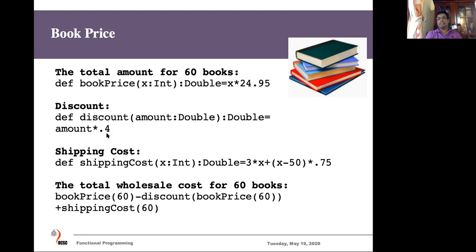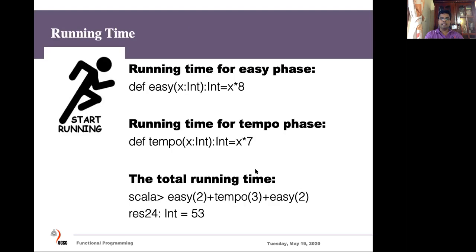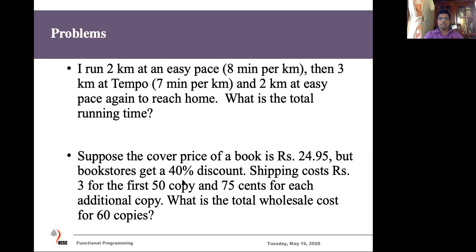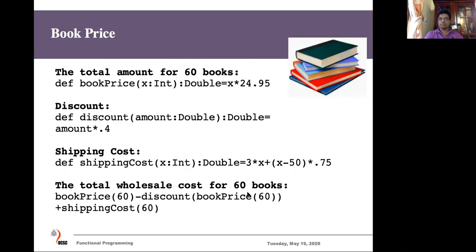Then there is another part of this problem, that is to calculate the shipping cost. So there is an expression or equation given for calculating the shipping price. I implement a third function to find the shipping cost. This third function is called shipping cost. It takes the number of copies going to ship. So the shipping cost, as you remember from the problem, is 3 rupees for the first 50 copies and 75 cents for each additional copy. That is the equation, and I have implemented that.